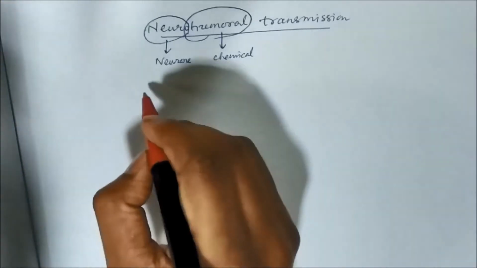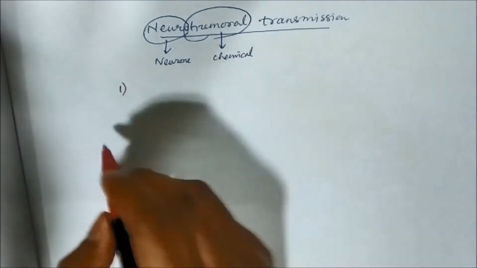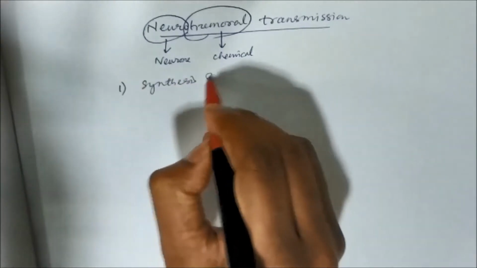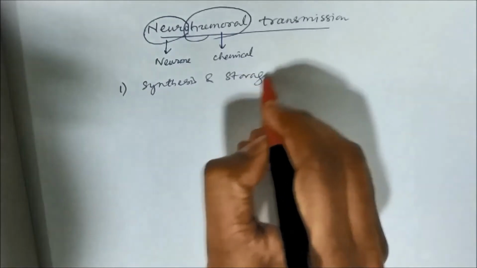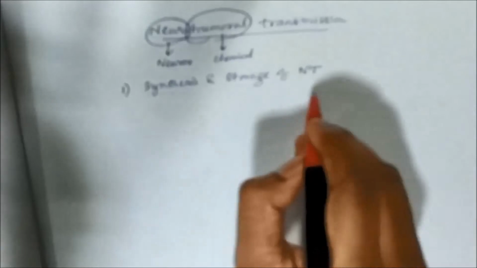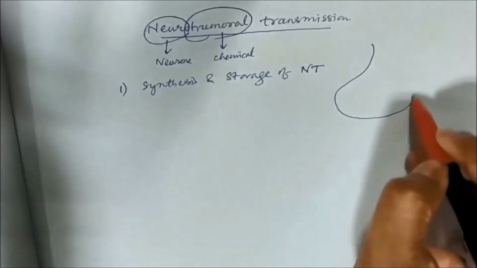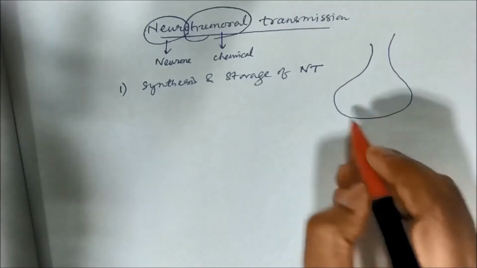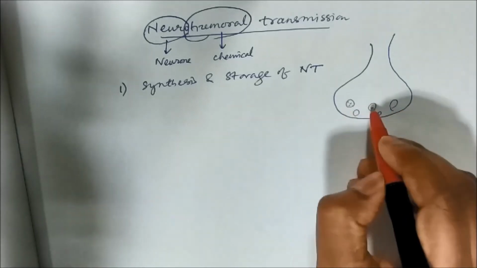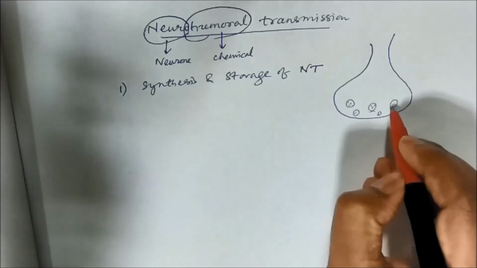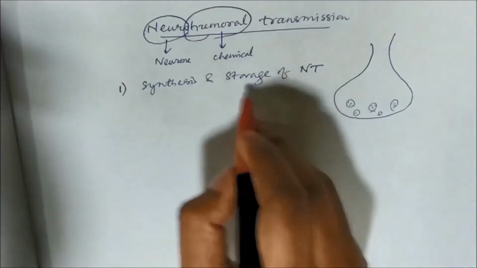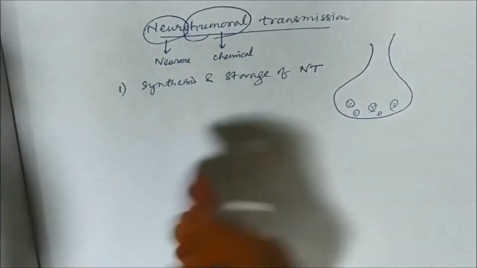Okay, and there are 5 steps of neurohumoral transmission. So the first step is called synthesis and storage of neurotransmitter. Neurotransmitter, I am writing NT. As you remember, in the synaptic end ball, there are synaptic vesicles, and inside the synaptic vesicles there are chemicals. These chemicals are called neurotransmitters. They are synthesized and stored inside the synaptic vesicles.